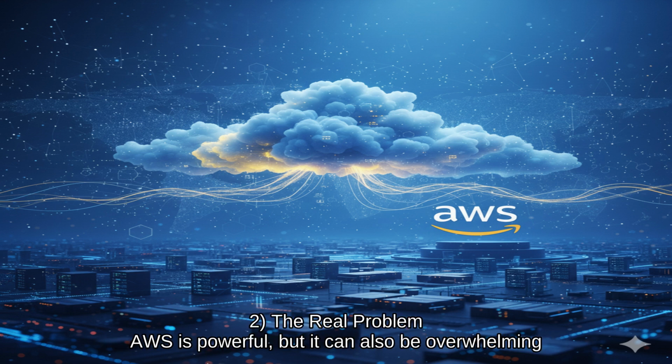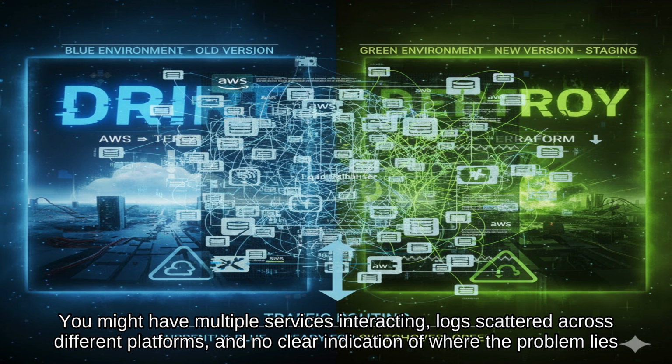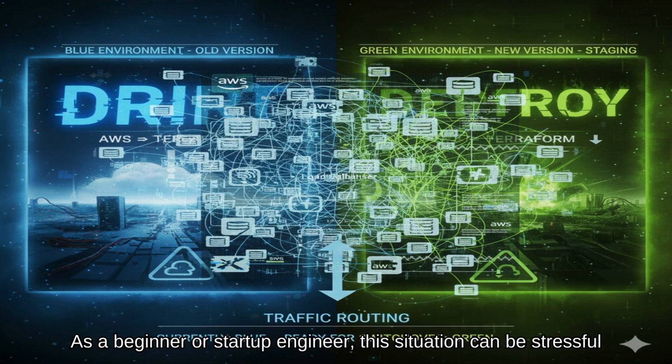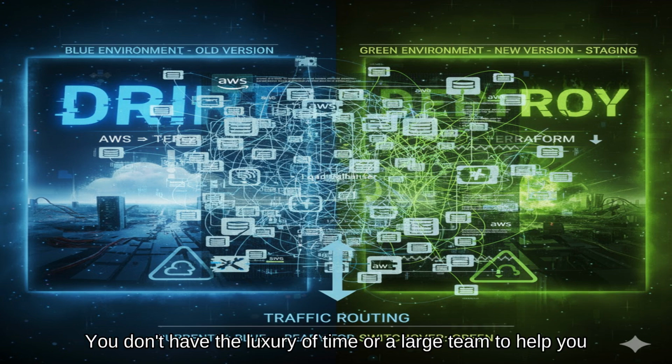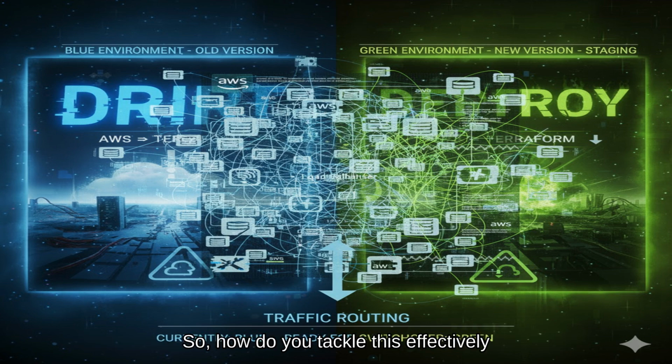The real problem. AWS is powerful, but it can also be overwhelming. You might have multiple services interacting, logs scattered across different platforms, and no clear indication of where the problem lies. As a beginner or startup engineer, this situation can be stressful. You don't have the luxury of time or a large team to help you. So, how do you tackle this effectively?